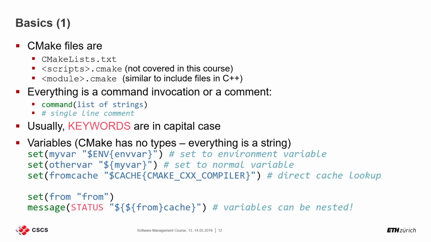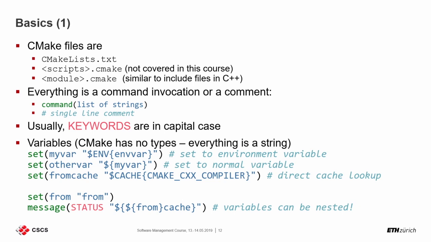Now, CMake syntax is quite simple. Everything is a command. So all the syntax is command, opening parenthesis, something, closing parenthesis. Okay, so not everything, there's also comments. And then you can have keywords in this command. They're usually uppercase, but this is not a requirement. Sometimes CMake is case sensitive, sometimes not, also a bit annoying. The other simplification in CMake syntax is everything is a string, so there are no different types.